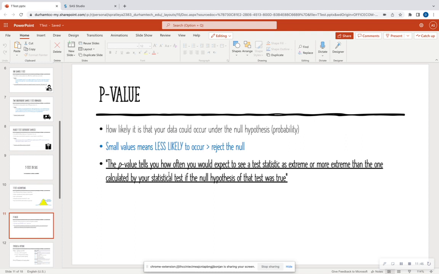If you want a real textbook interview type of definition, the p-value tells you how often you would expect to see a test statistic as extreme or more extreme than the one calculated by your statistical test if the null hypothesis was true. In so many words, it is how likely it is that your data could occur under the null. So if you have a small p-value, it's very unlikely that the null would actually be true, or that what you found is going to mirror the null. The p-value, definitely research it, definitely know what the definition is. I've seen this time and time again in interviews, and it's something that you have to use in hypothesis testing.